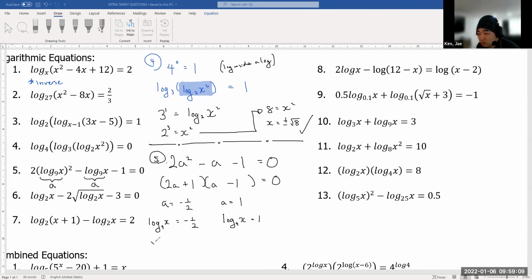Because 9, so what is x? It means 9 to the power of negative half is equal to x, and 9 to the power of 1 is equal to x. So one of the answers for x is obviously just 9. But the other answer for this is, what's the reciprocal? 1 over 9. And what is a root?